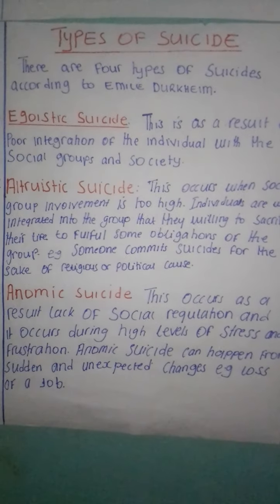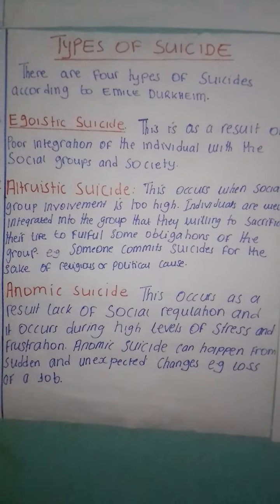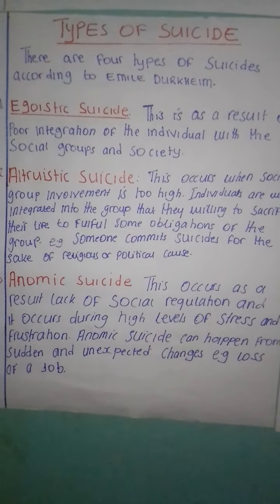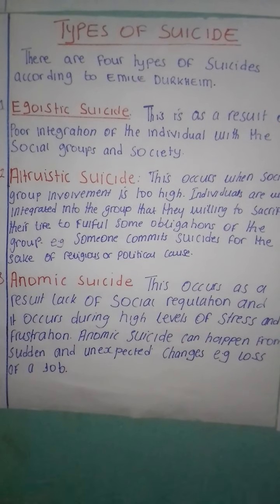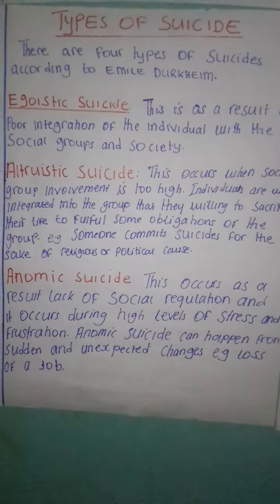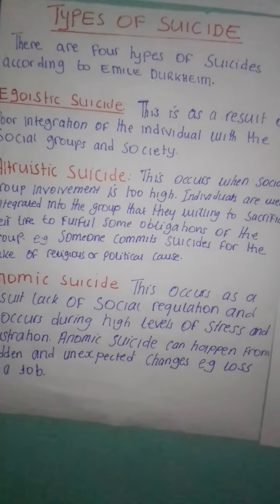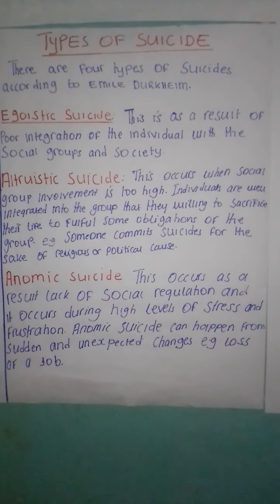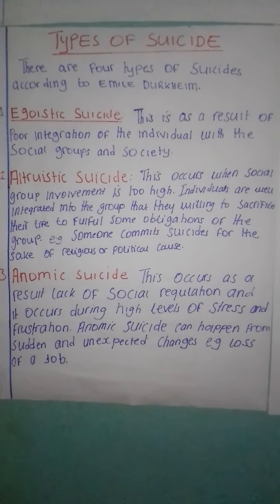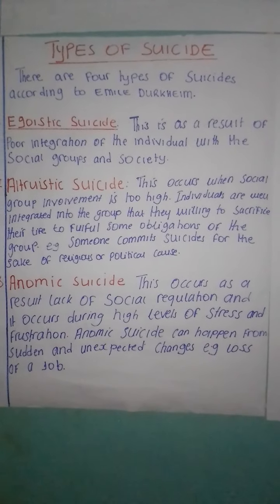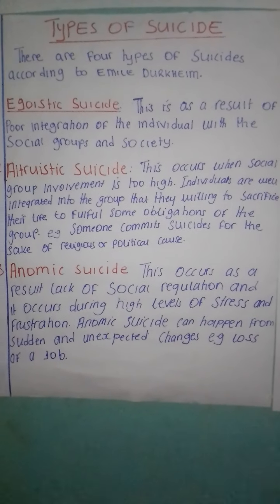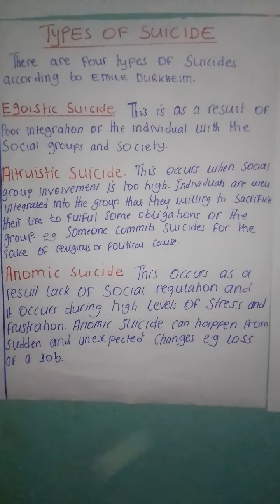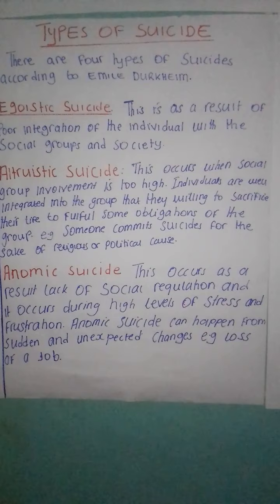Number two is altruistic suicide. Altruistic suicide occurs when the social group involvement is too high. This person is in love with the social group and dedicated to it. Individuals are so well integrated into the group that they are willing to sacrifice their life to fulfill some obligations of the group. For example, someone may commit suicide for the sake of a religious or political cause.